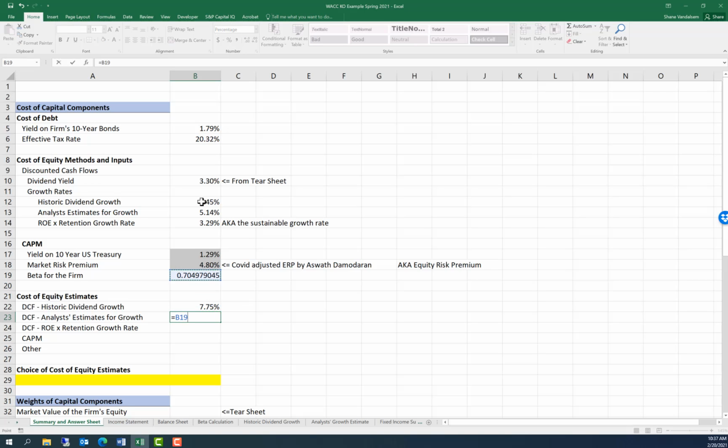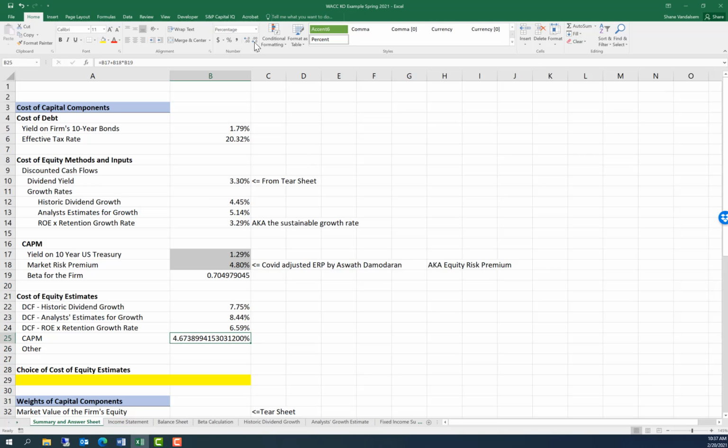For the second one, I'm going to do the same thing, the dividend yield plus the analyst estimates for growth. And the last one of the discounted cash flow ones is equal to the dividend yield plus the retention growth rate. For the capital asset pricing model, if you remember, the equation here is the risk-free rate plus the beta for the firm multiplied by the market risk premium. So I've got my risk-free rate at 1.29% plus my market risk premium multiplied by the beta for the firm. Let me make that look a little nicer too.